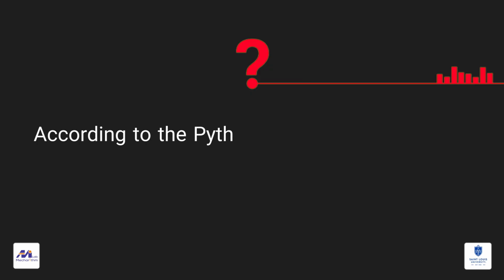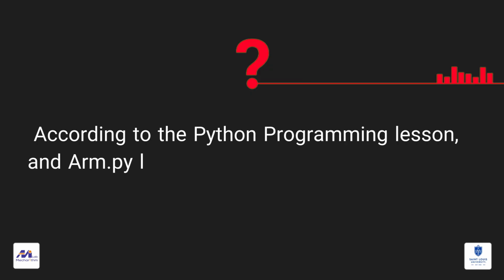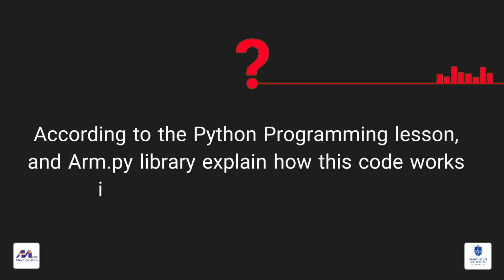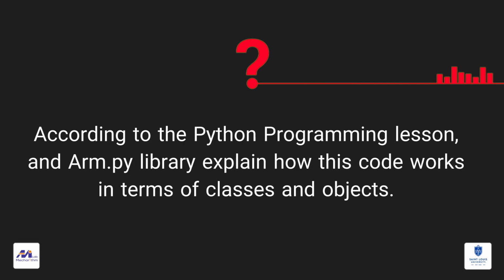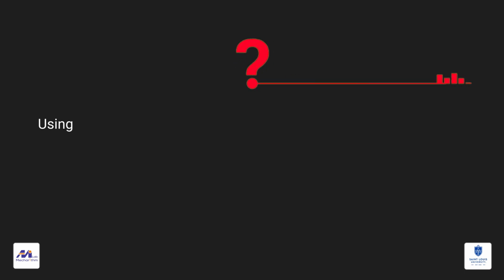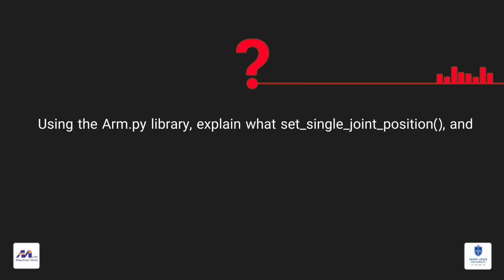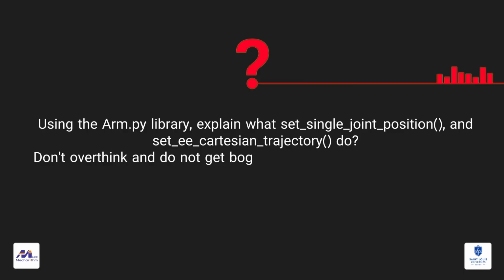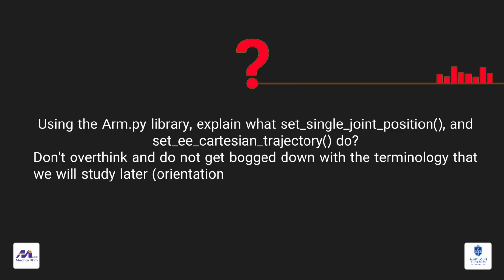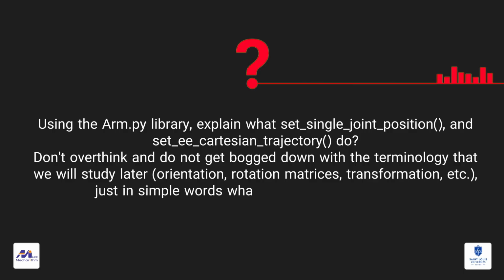According to the Python programming lesson, explain how this arm.py library code works in terms of classes and objects. Using the arm.py library, explain what set single joint position and set EE Cartesian trajectory do. Don't overthink and do not get bogged down with the terminology that we will study later, like orientation, rotation matrices, transformation, etc. Just in simple words, what is your understanding of these functions?